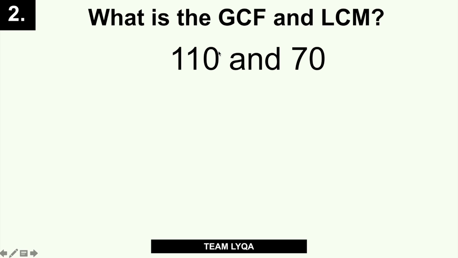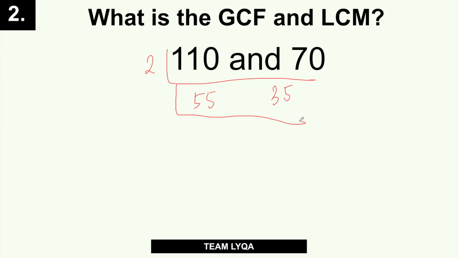Number 2, what is the GCF and LCM of 110 and 70? So again, same technique lang, ladder method ang gagamitin natin. Pareho silang divisible sa 2. So i-divide ko muna sila sa 2. Pareho sila kasing even. You have 55 and 70 divided by 2 is 35. Ngayon, both of them are now divisible by 5 kasi parehong ending with 5 sila. So 5. This will be 11. This will be 7. Now 7 and 11, wala silang common factor. So it will end here.